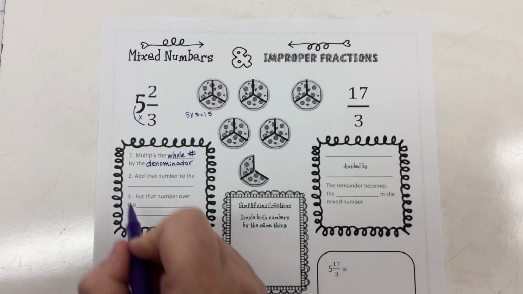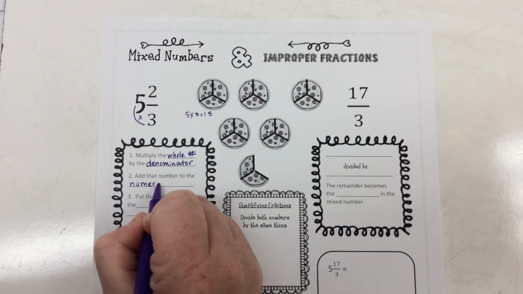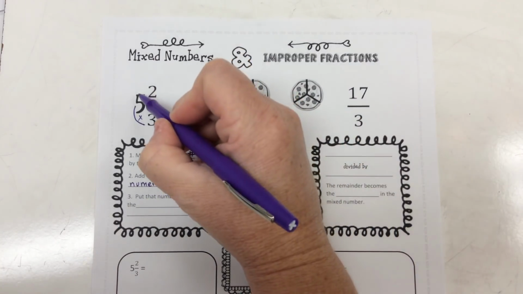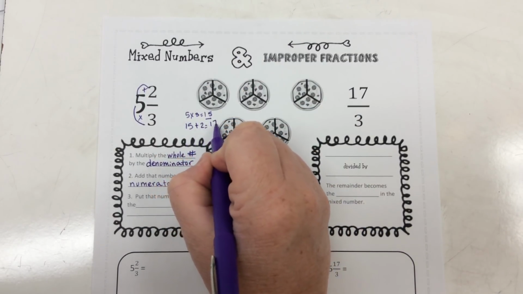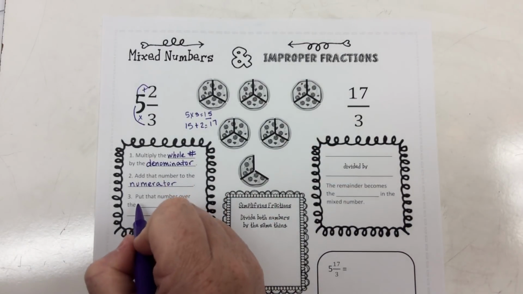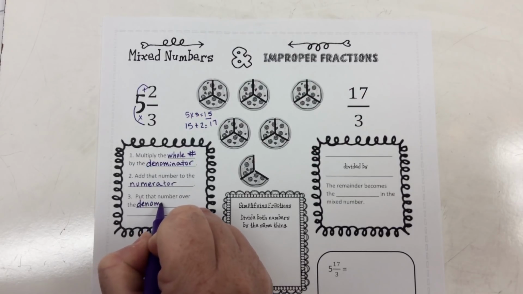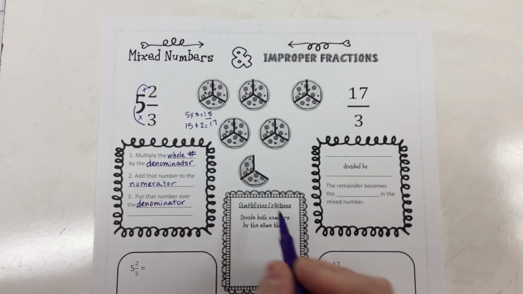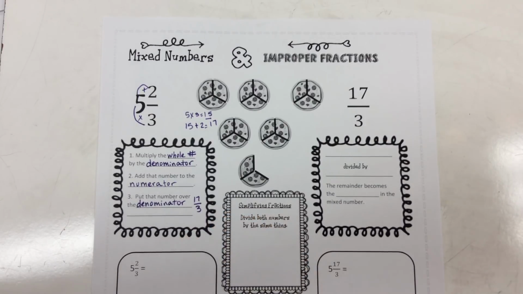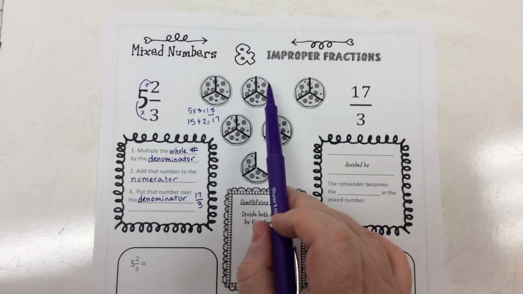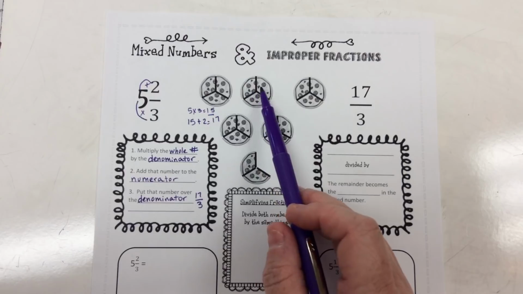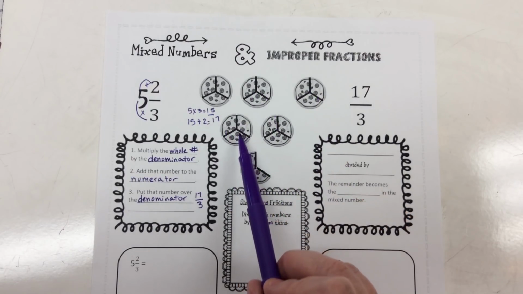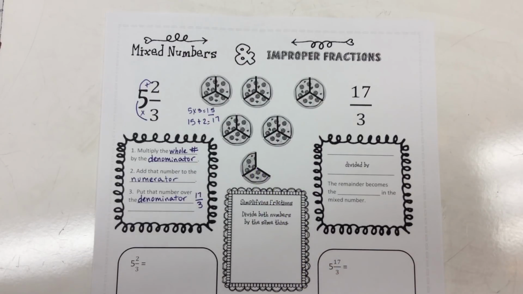You're going to add that number to the numerator. So 15, that number there, plus 2 is 17. We're going to put that number over the denominator. That's the bottom. My denominator was 3, so I'm going to put that 17 over 3. So if I have 5 whole pizzas, 1, 2, 3, 4, 5, and 2/3 of another, that means if I break them all into thirds, I'm going to have 17 thirds. 1, 2, 3, 4, 5, 6, 7, 8, 9, 10, 11, 12, 13, 14, 15, 16, 17.